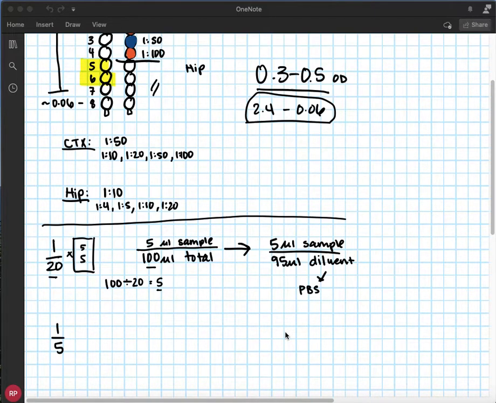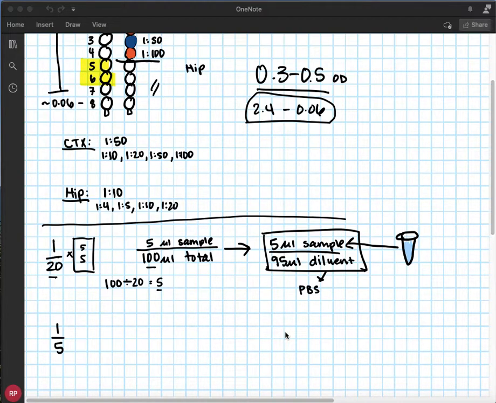So this is what you will be pipetting. And you'll be using your little aliquot of your tissue homogenate. This is that. That's what you'll be pipetting from.